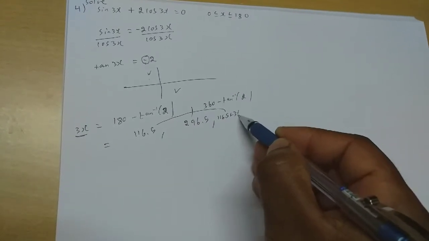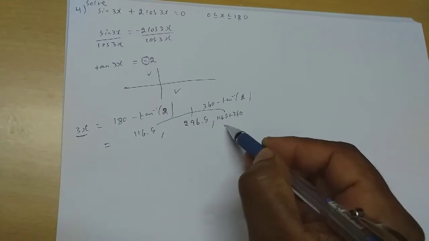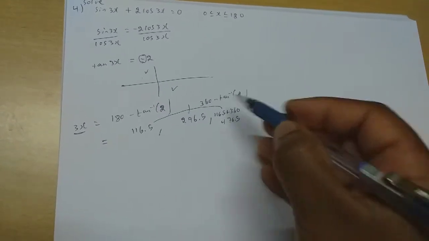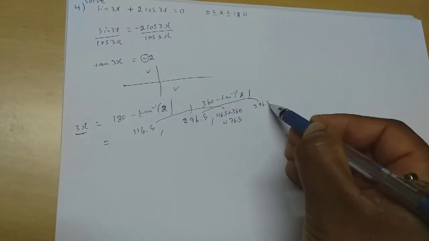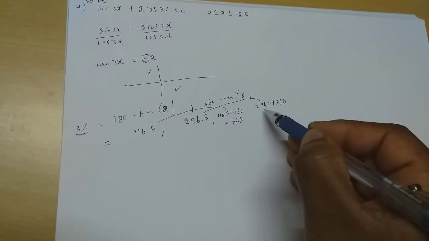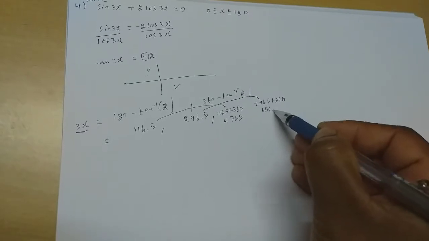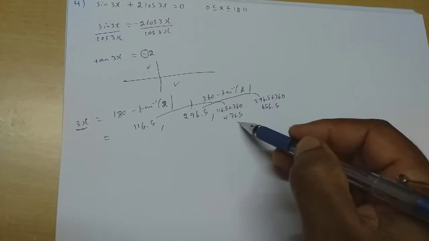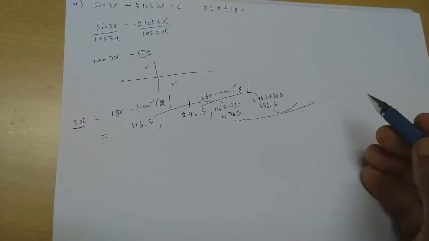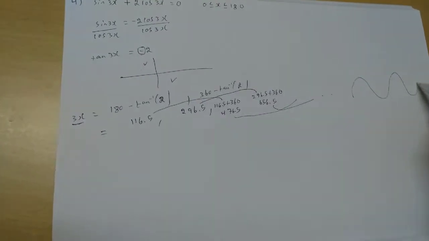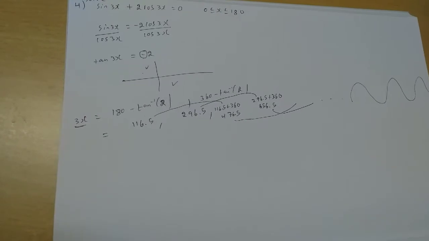116.5 plus 360. How much will you get? 476.5. One more angle is possible. If I add 360 to this, how much will I get? 656.5. If you add 360 again, you will get one more angle. They go on, they never stop. Since the curve doesn't stop, the values go on.